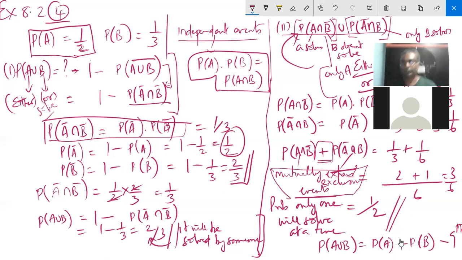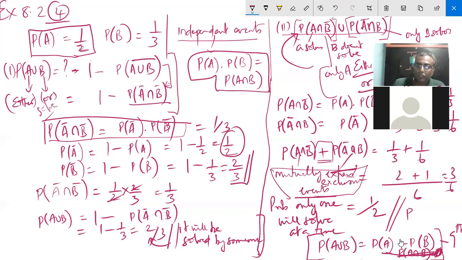Yes, 9th standard. So that is why I'm just adding up. If they are not mutually exclusive, then you have to subtract P of A intersection B. This is the full formula. But if they are mutually exclusive, then the intersection becomes the null set, or 0, so you are left with P of A plus P of B.